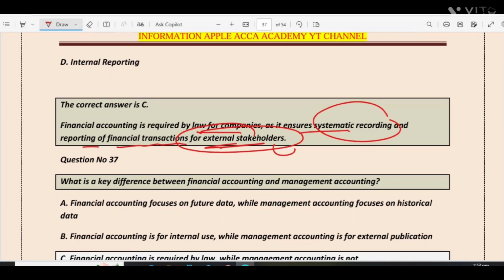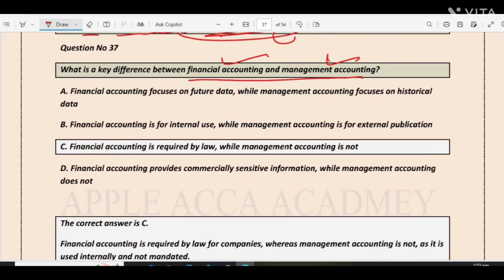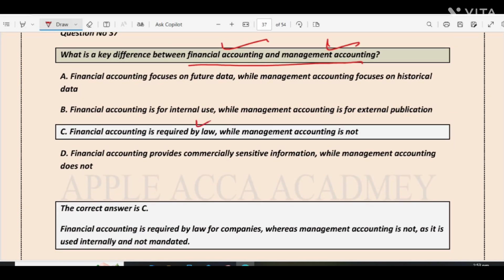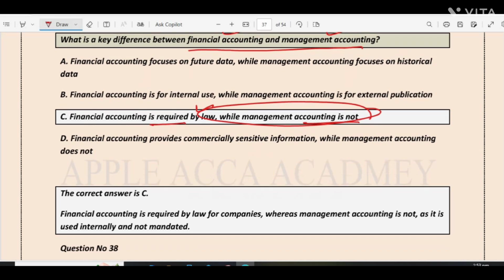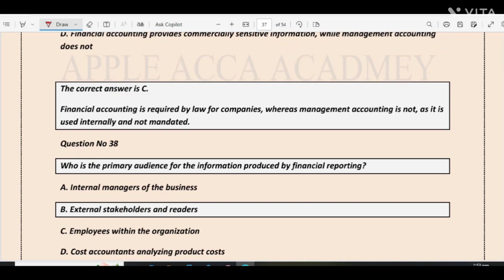Now, what is the key difference between financial accounting and management accounting? We have discussed this in brief detail, but here we have to look for the option that financial accounting is required by law. We have discussed earlier, but management accounting is not required by law because this is your internal matter. So this is not the concern of the law, and this is for the stakeholders. The external element is here, so that is why the law requires you to use it like this. Financial accounting is required by law. If you don't use management accounting, it is not required, not mandated.